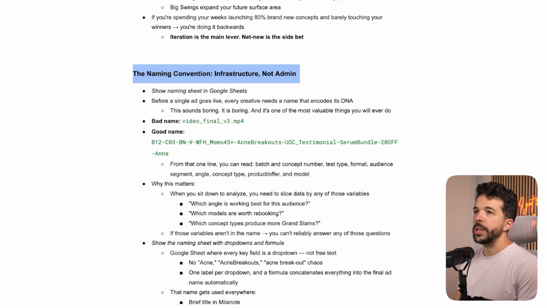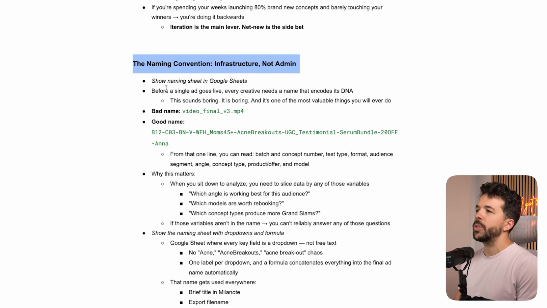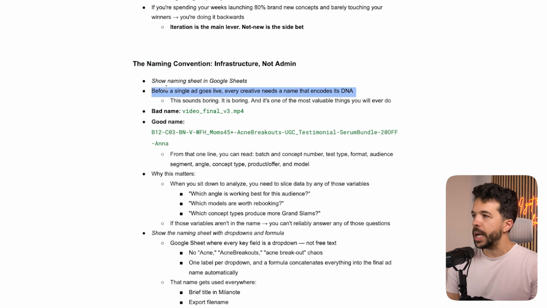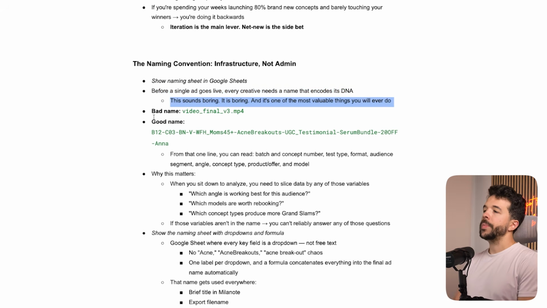It's absolutely incredible. So every time I hear people and I see people treat the naming convention as if it was something that they do because they have to do it, that is that you don't want that person to be you. You want to see the naming convention as something that helps you get better results and make more money, which is the reason why we are here in the first place. So before a single ad goes live, every creative needs a name that encodes its DNA. It sounds boring because it is boring, but it's also one of the most valuable things you will ever do.